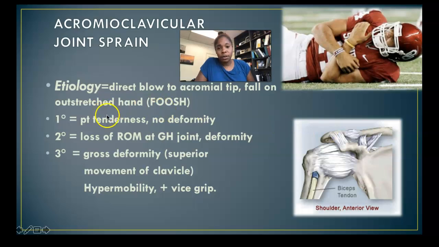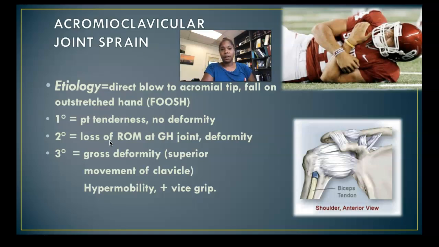So in terms of grade 1, they're going to be point tender, but they have zero deformity. So you touch the joint and it hurts, but no deformity. With a grade 2, they have loss of range of motion. Most often it's in shoulder abduction. And they'll have a slight deformity. So you could see the clavicle poking up. You could maybe push on the clavicle and it's more lax, so you have more movement. And then a grade 3 would be like a true gross deformity, like you see movement of the clavicle when you squeeze or when you touch it.